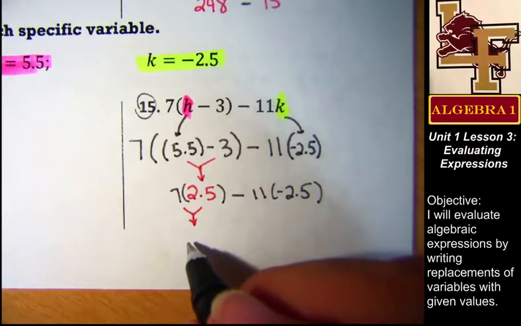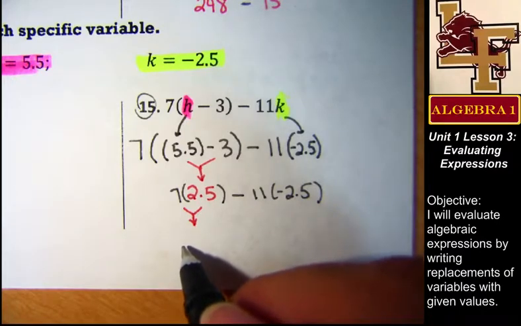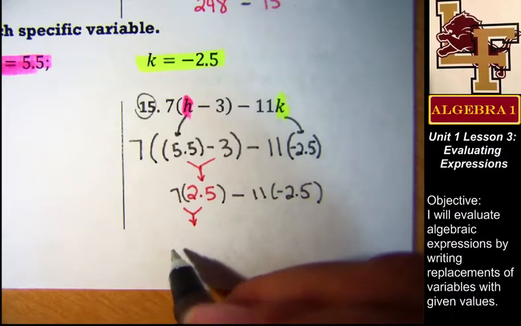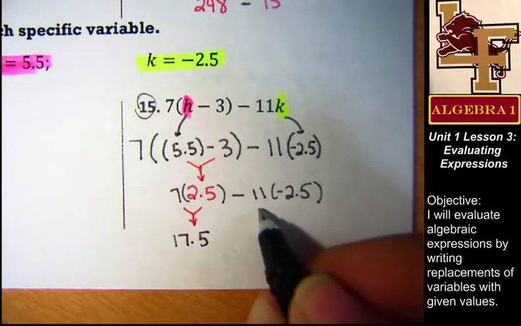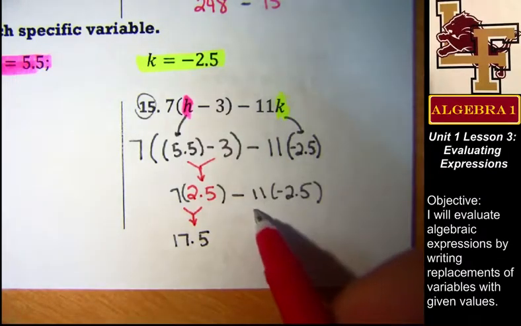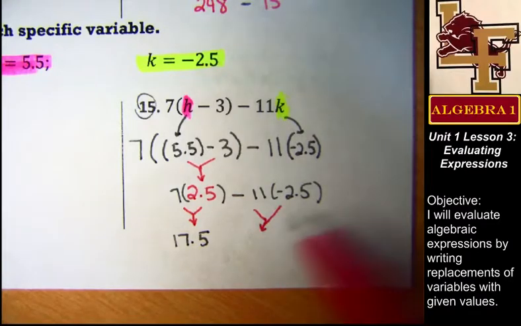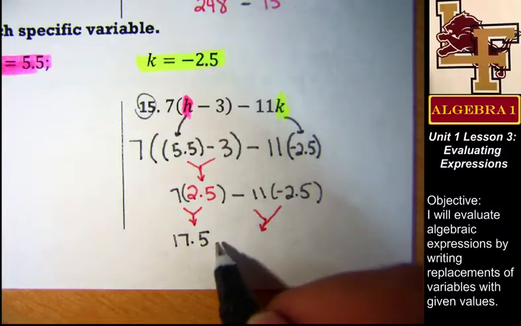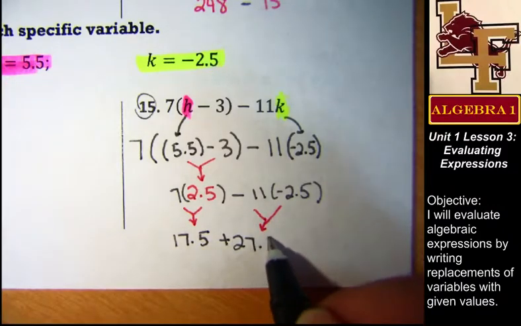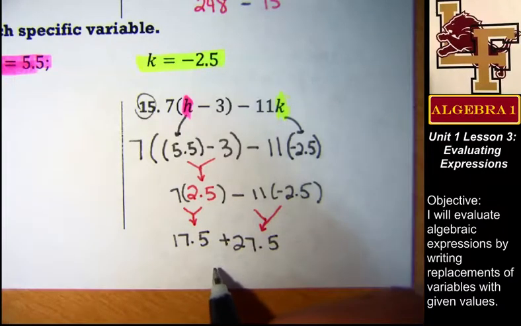9.5? No. So, help. 17.5. 17? Yes. Okay, and then here. Negative 11 times negative 2.5. 27.5. 27.5. And when I add them together, I get? 45.